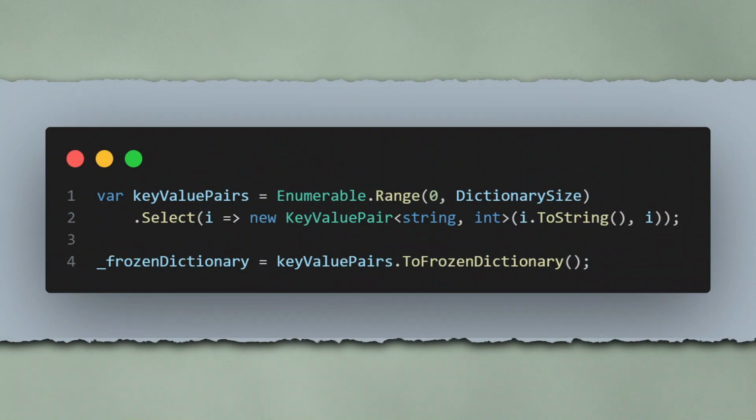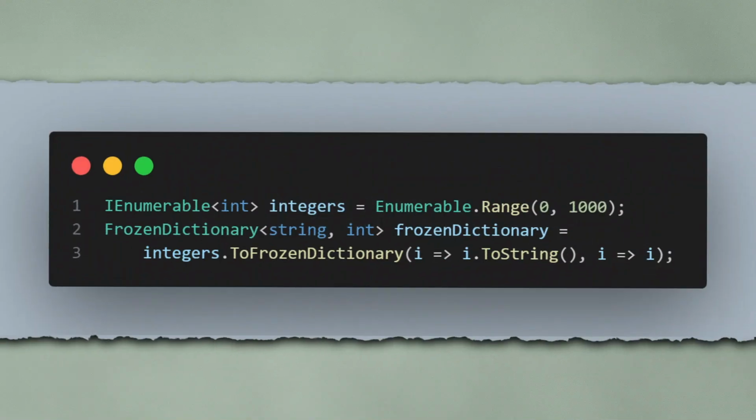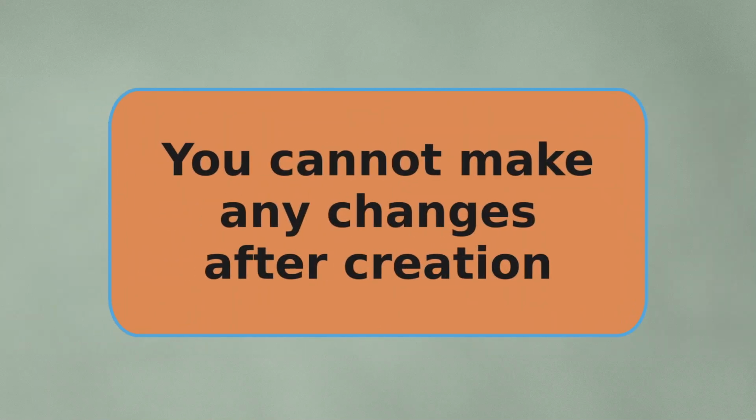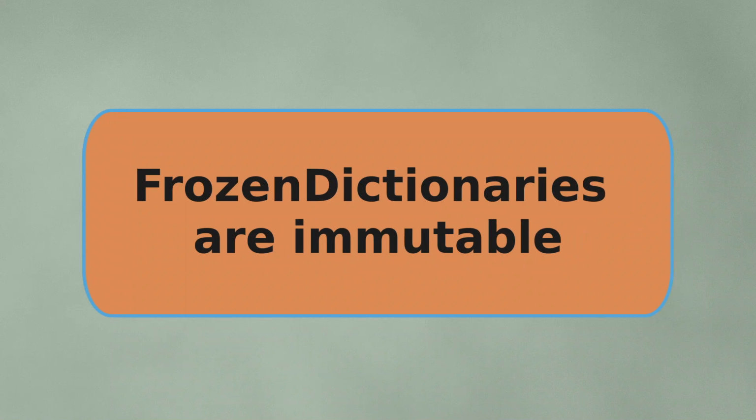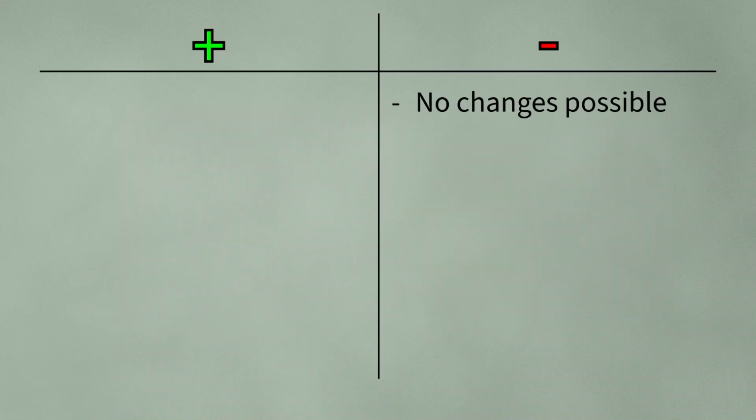You can also call ToFrozenDictionary on an IEnumerable of key value pairs or on an IEnumerable with any value. Then you have to specify selectors for the key and the value. Whichever way you choose, once such a frozen dictionary is created, you can't make any changes to it, as it is immutable. This is one of the drawbacks of this new dictionary type.